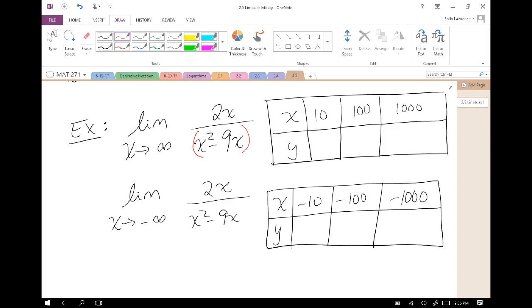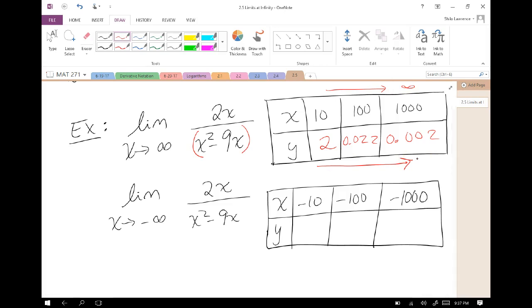So once I have that in my y equals, I can go to my table, and my table's in ask mode, so I can tell it, all right, give me the y values that go along with 10, and I got 2, 100, and I got 0.022, and then 1,000, which is 0.002. What does it look like these guys are going to? Well, my numbers in the top are going to infinity. We want to know what the numbers in the y row are going to.